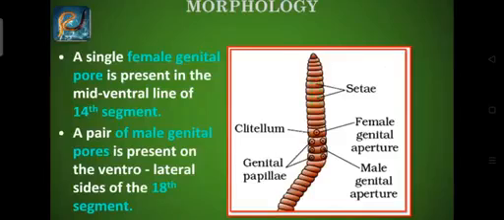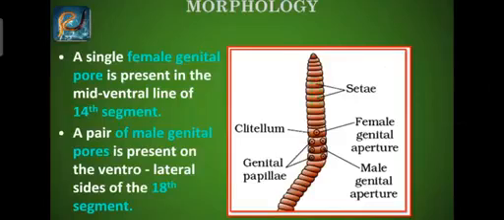Clear? Then, see on the 18th segment, a pair of male genital pores is present on the ventrolateral sides of the 18th segment. On the 18th segment, the male genital pore is present, and that is present on the lateral side. It is not in the center, but on the lateral side. That is the male genital pore. So the female genital pore is present on the 14th segment and the male genital pore is present on the 18th segment.